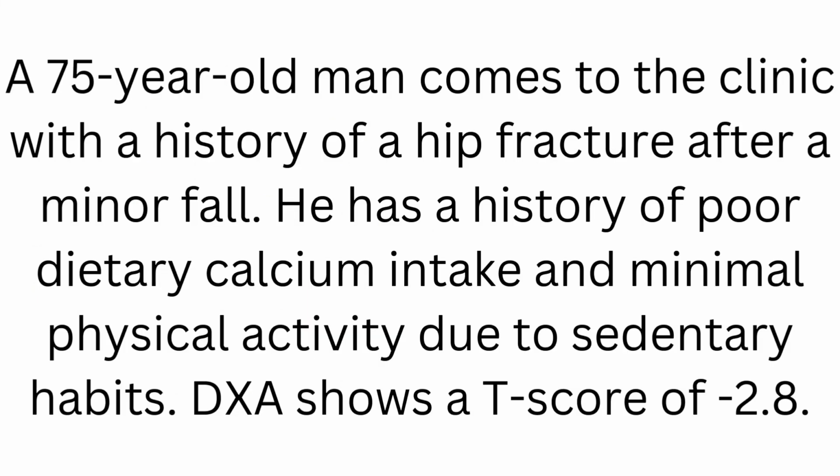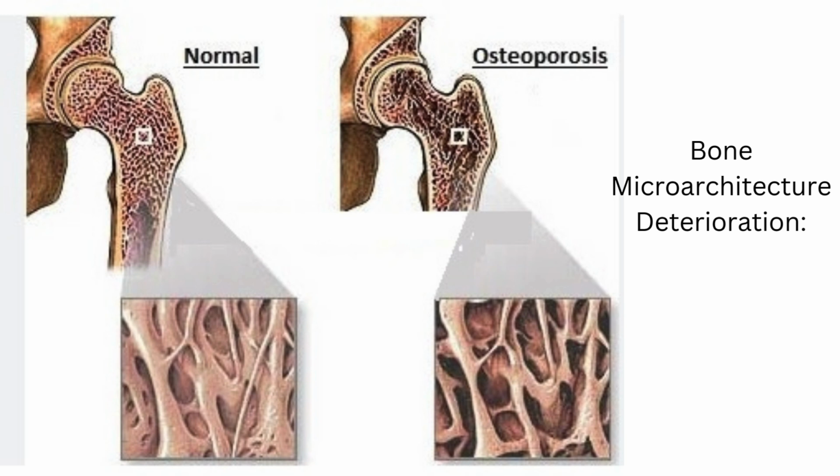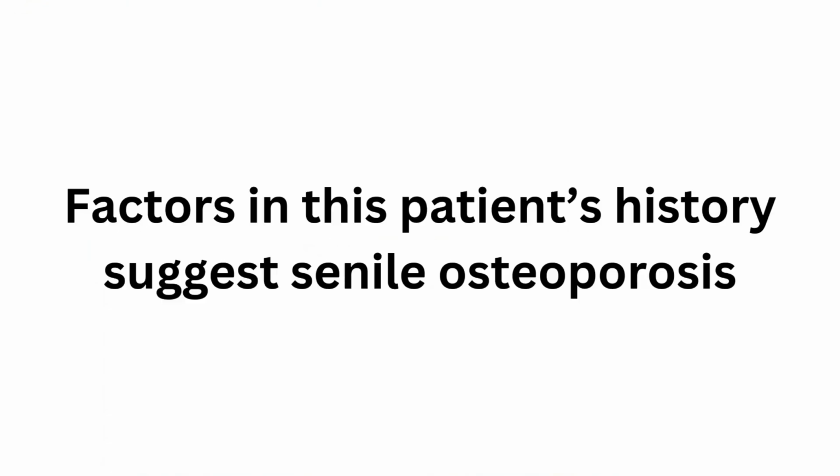Now, the next scenario is a 75-year-old man who comes to the clinic with a history of hip fracture after a minor fall. He has a history of poor dietary calcium intake and minimal physical activity due to sedentary habits. DEXA scan shows a T score of minus 2.8. So it is basically due to senile osteoporosis of the head of the femur.